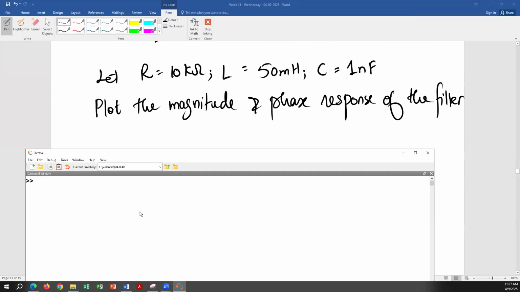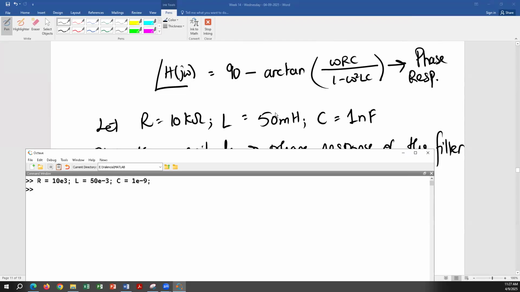R is 10K, L is 50 millihenry, and C is 1 nanofarad. Let's go ahead and define omega, range of omega.